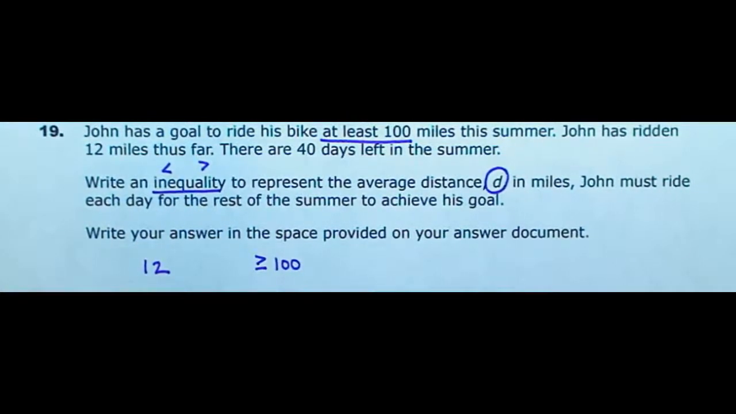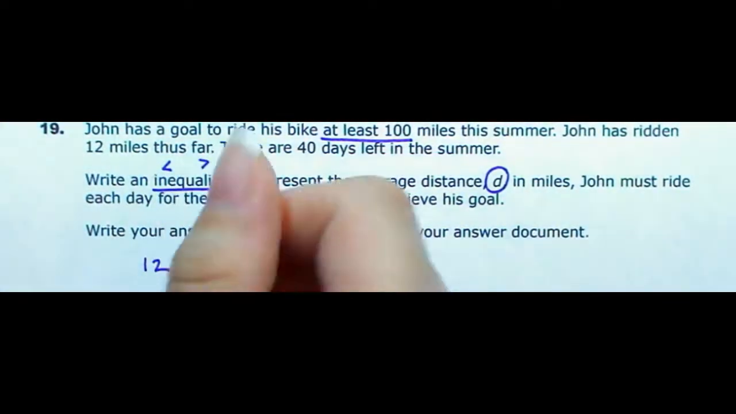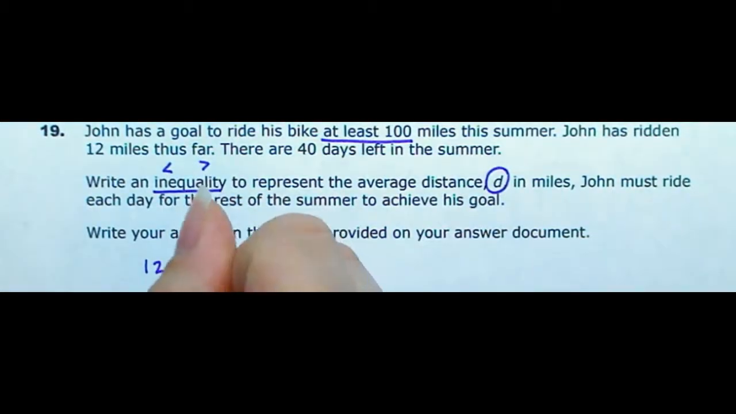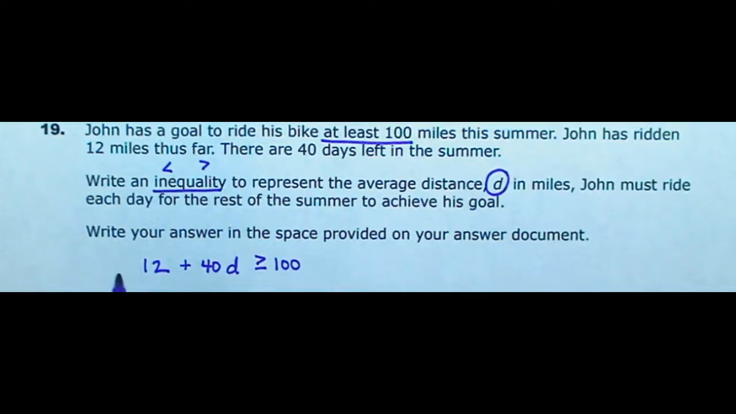And he's going to ride some more each day in the summer. So we're going to add to that so many miles every day. Now we don't know how many miles. D is the number of miles. But we know there are 40 days that we're going to ride. So this is going to be 40 times D. So if he rides 1 mile every day, that'd be 40 miles in 40 days. If he rides 2 miles each day, that's 80 miles over those 40 days. So this would be one inequality to describe the average distance he would need to ride.